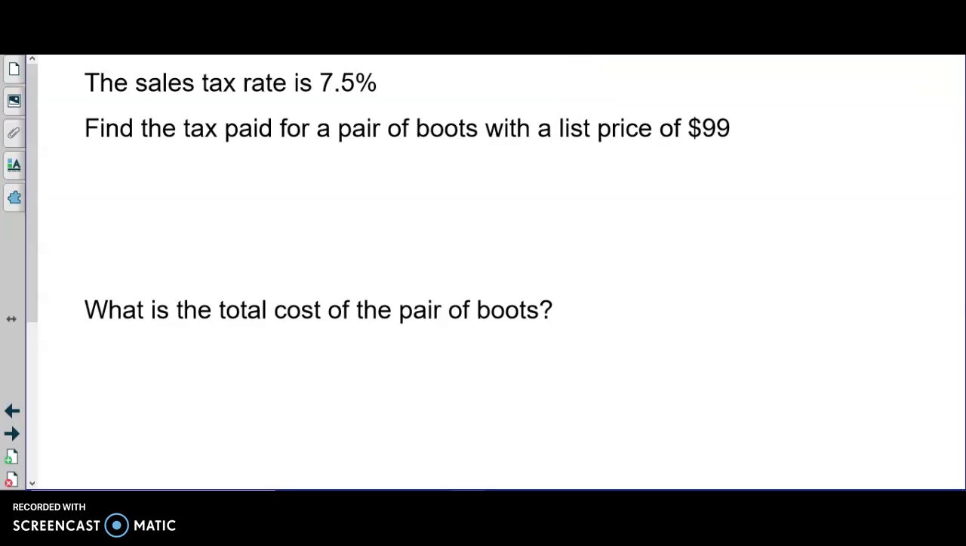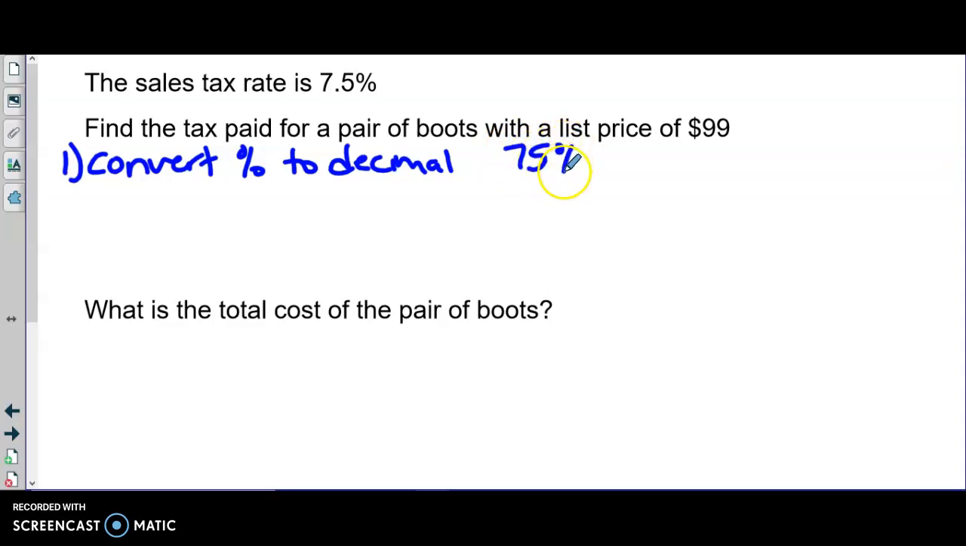So if we want to deal with sales tax, the first thing we do, I'll make some steps here, is we convert the percent to a decimal. So we're going to take our 7.5% and we're going to move the decimal 2 times, so it's going to become 0.075.